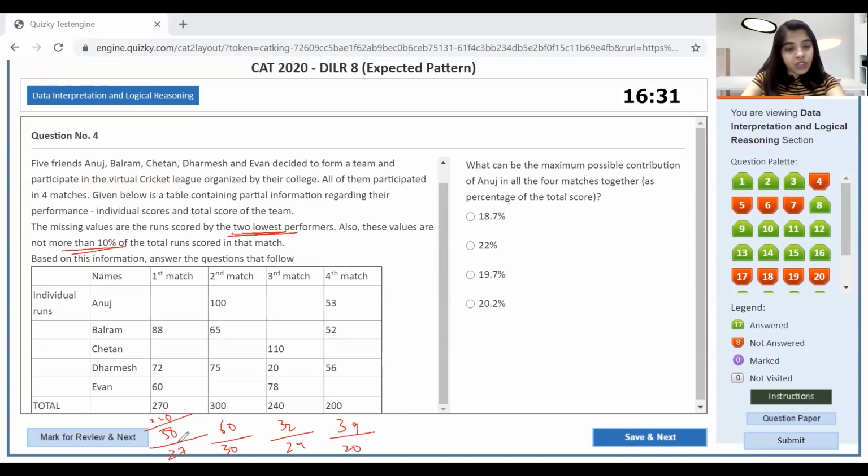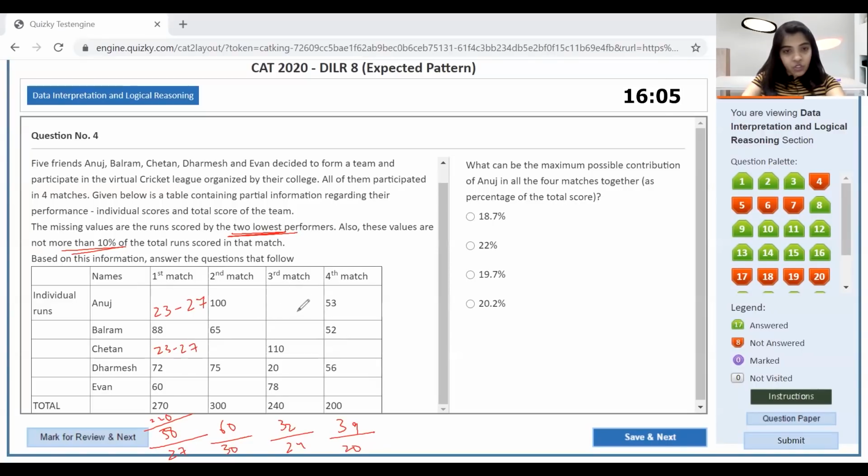Right. So what can be the range for Anuj's scores here? The maximum can be 27, right? If it's 27, what is the other person's score? 23. So that is his minimum limit. 23 to 27. Same would be for Chetan. Now this is applied because the other scores are way higher than 27.